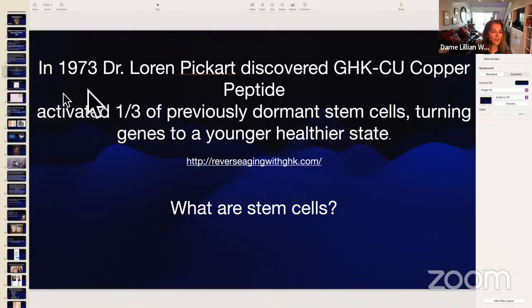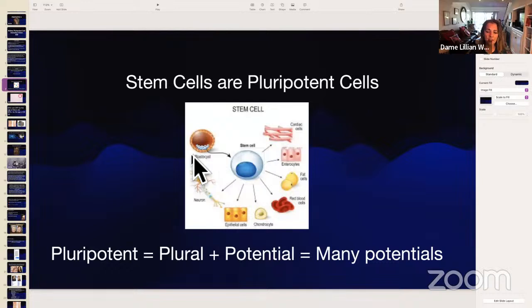And so these patches were created as a result of this discovery by Dr. Lauren Picard, Nobel Prize winner back in 1973. So this brings us to the question about what are stem cells, and stem cells are simply pluripotent cells. A lot of people have never heard the word pluripotent before. Most people don't talk about stem cells on a daily basis, so let me explain to you what that is. Pluri means plural, as you can see here. Potent means potential. So it's just letting you know that there's many potentials for a stem cell.